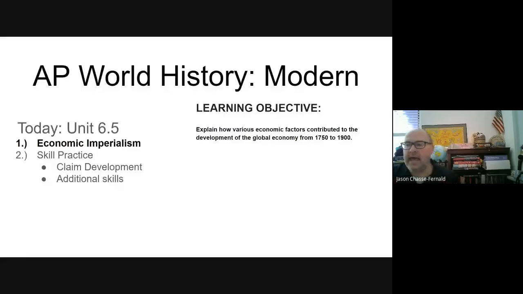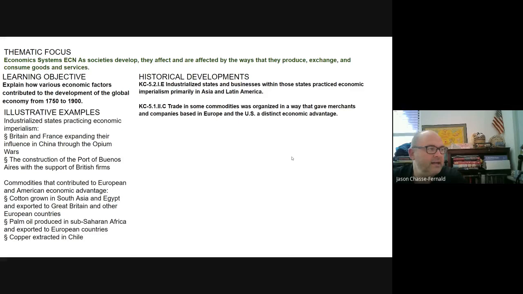All right, welcome back to AP World History Modern. Today we're going to begin Unit 6.5, Economic Imperialism, with our objective being to explain how various economic factors contributed to the development of the global economy between 1750 and 1900. And here's a look at the overall standards for this unit topic presented by the College Board.